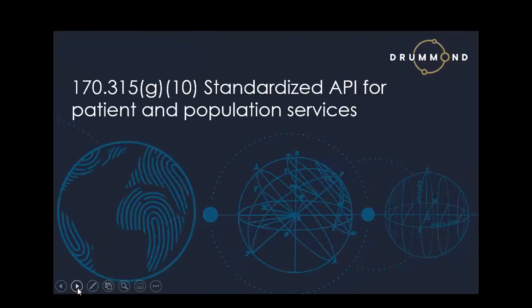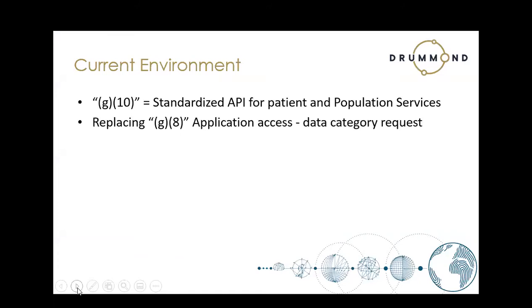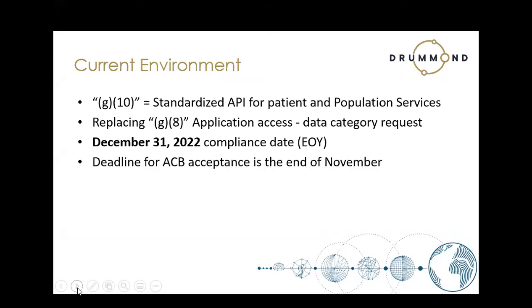The next big lift is focused around the G10 FHIR API patient and population services. If you've started to see the writing on the wall, the current environment is the G10 standard for patient and population services, which is going to replace G8. It has to be fully compliant and deployed in your EHR, ready for certification maintenance requirements, by December 31st of this year. Do note, this is a criterion that has to be tested and demonstrated. There is no attestation pathway for this.